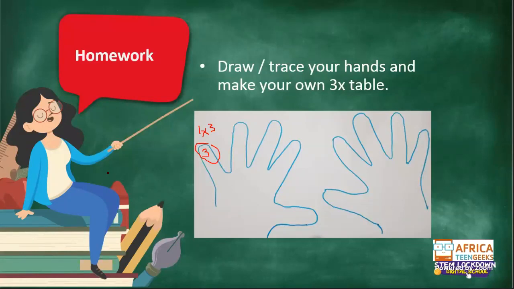Remember, it's fast. And again, now we repeat. 21, 24, 27, 30. Okay. 33, 36, 39, 42. We only go up to 10 because we have 10 fingers. Can you see that? 45, 48, 50.